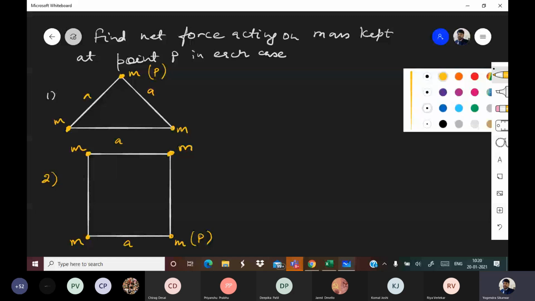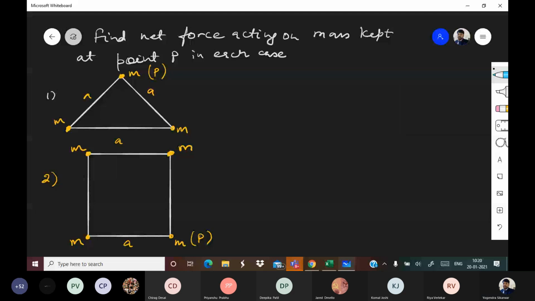Okay, everyone, please pay attention. In first case, force will be acting in this direction, or let us call it F1. And this will also be same actually. Magnitude wise, it will be same. So F1 is nothing but Gm square upon a square.